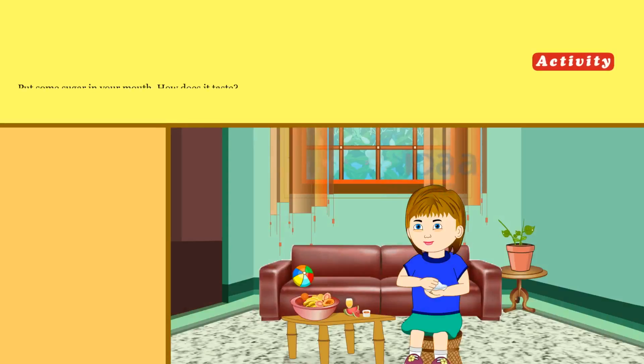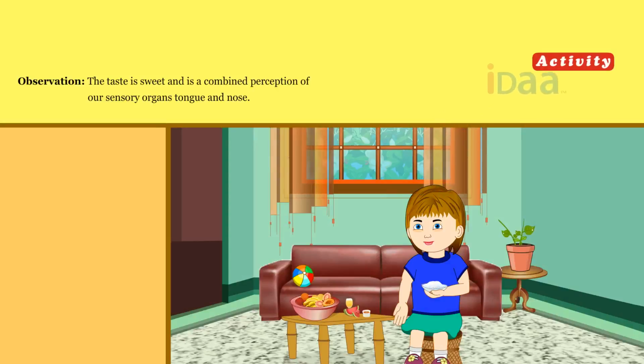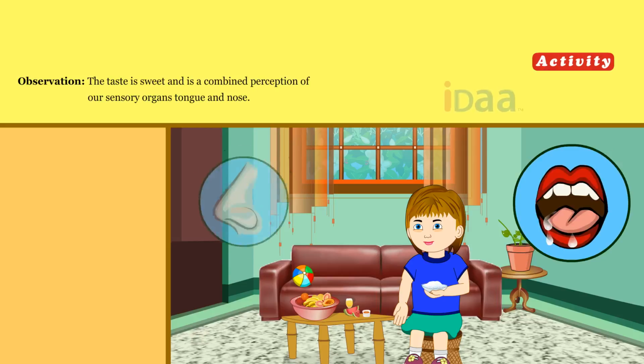Activity. Put some sugar in your mouth. How does it taste? Observation. The taste is sweet and is a combined perception of our sensory organs, tongue, and nose.